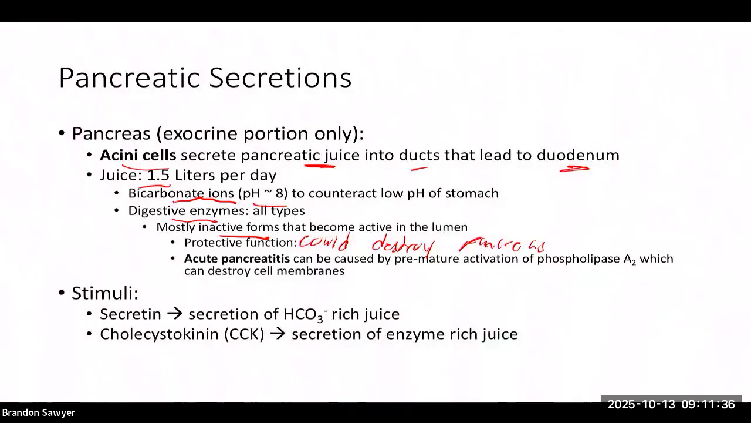Okay. So the primary stimuli for release of the pancreatic juice includes two different hormones. One is secretin, which is going to directly cause the release of the bicarbonate-rich juice. It's kind of a separate set of cells that do that. And then CCK, cholecystokinin, is what is causing the release of the enzymes themselves. So we kind of need both of these things to activate the full release of the pancreatic juice.